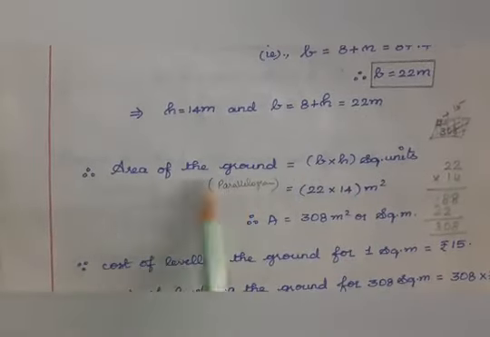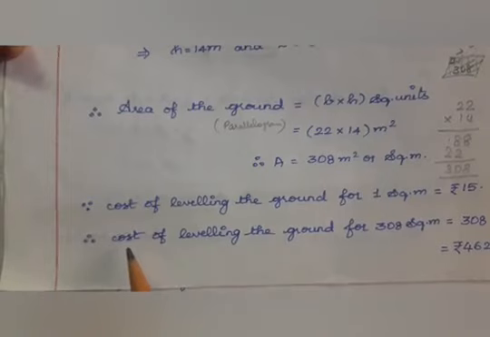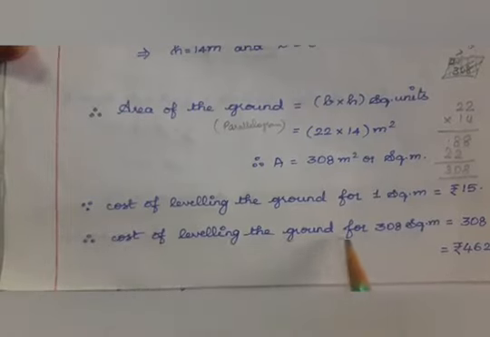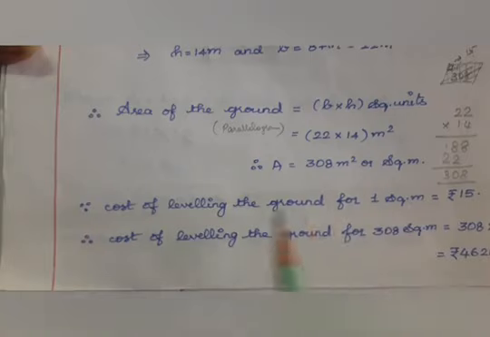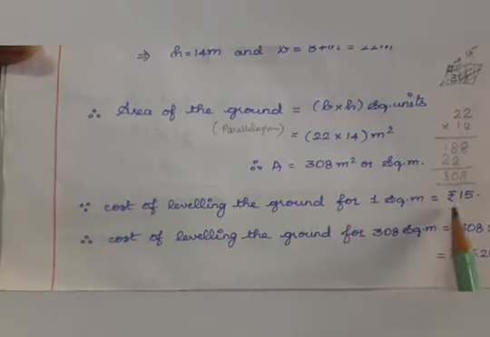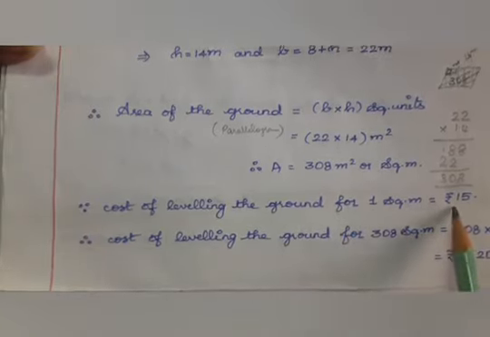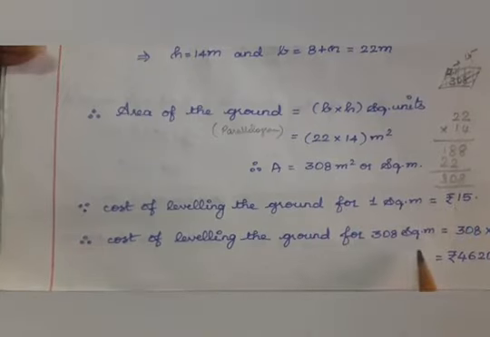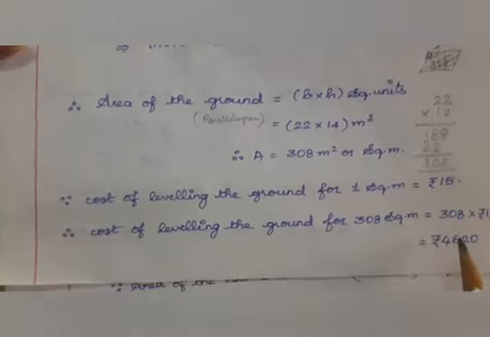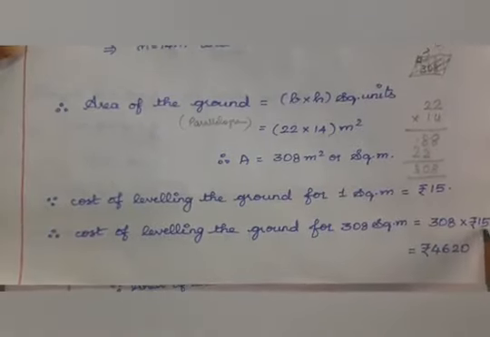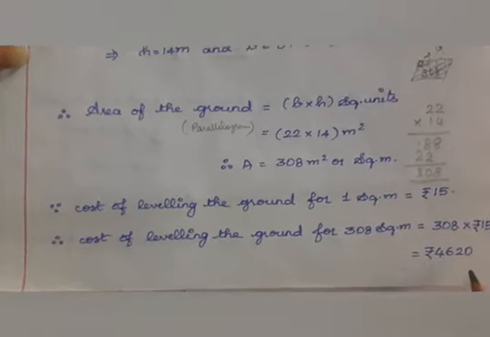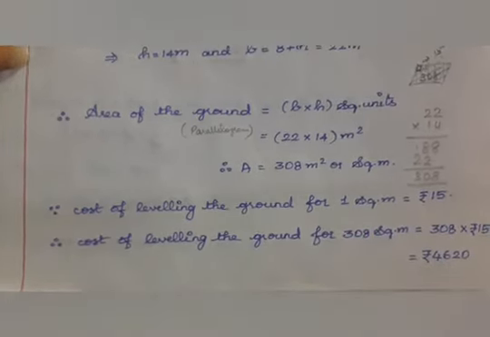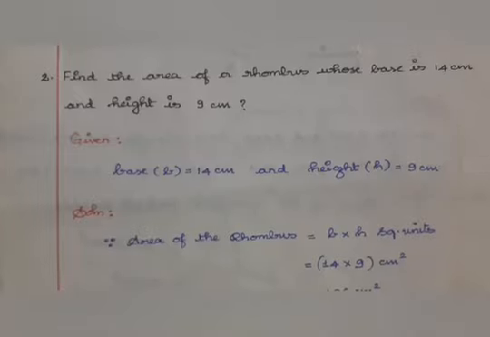Now it's very easy to find the cost. The cost of leveling the ground for 308 square meters: first we need the cost for 1 square meter, which has been given in the question as rupees 15. Therefore for 308 square meters, you multiply 308 by rupees 15, which is equal to rupees 4620. Clear? Yes.